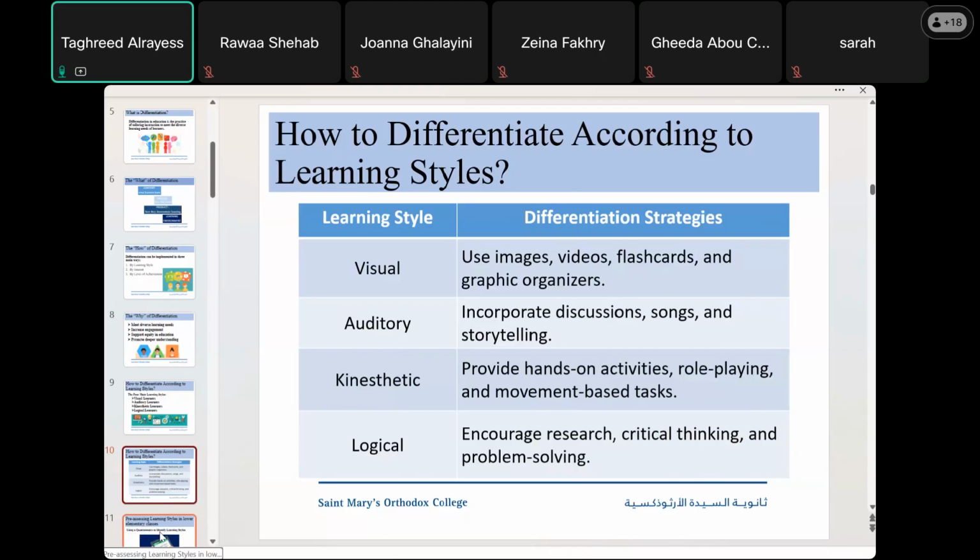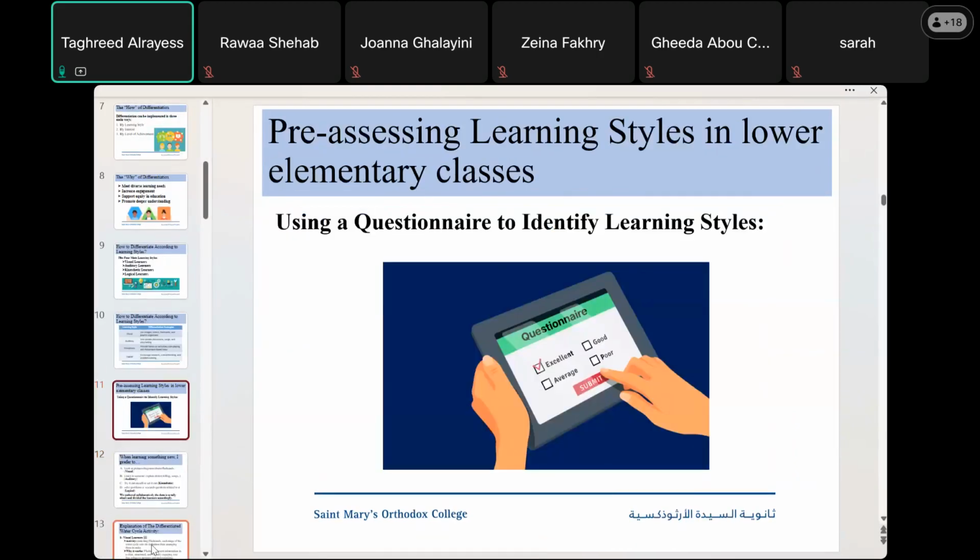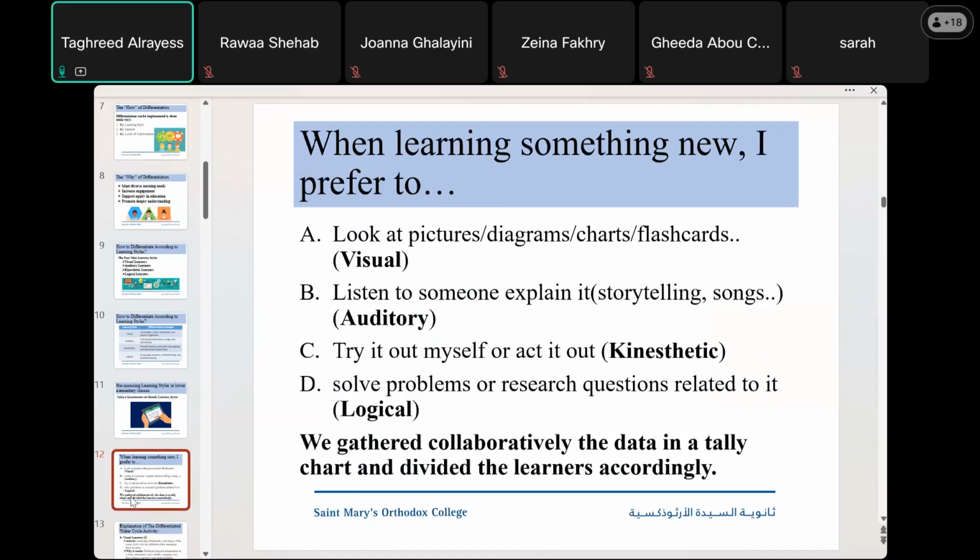What we did to pre-assess our learners, because we are teaching third graders, the pre-assessment was a very simple questionnaire, age appropriate for them. We asked them simply, when learning something new, I prefer to: look at pictures, diagrams, charts, or flashcards, and they were categorized as visual. Listen to someone explain it, storytelling or songs, auditory. Try it out myself or act it out, kinesthetic. Solve problems or research questions related to the topic, logical.